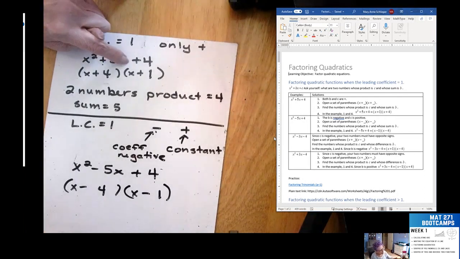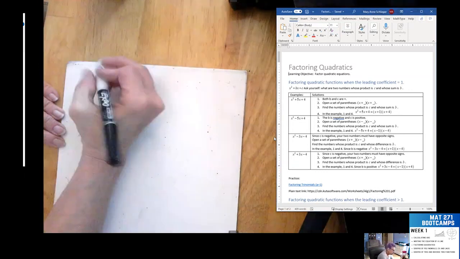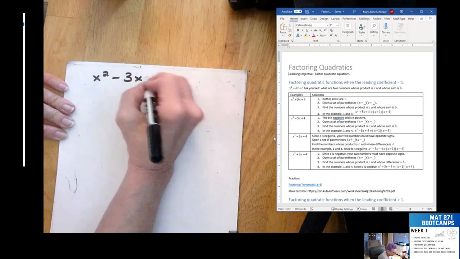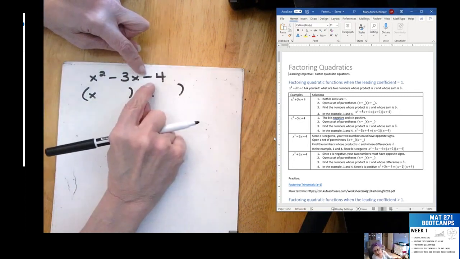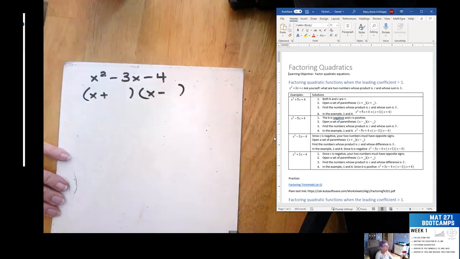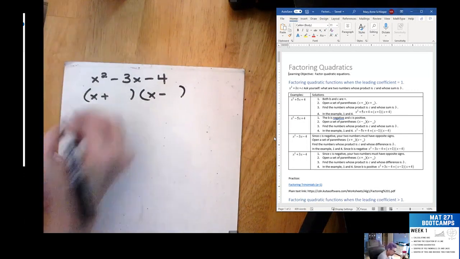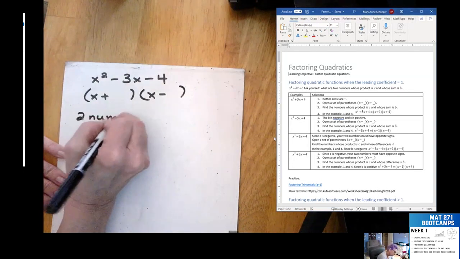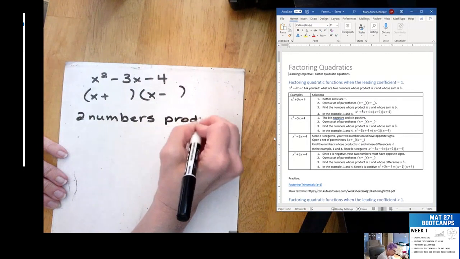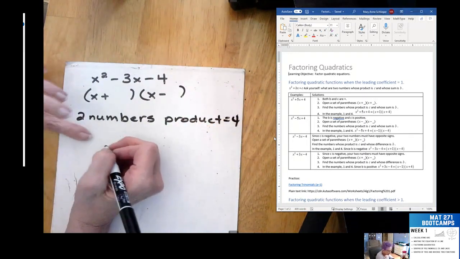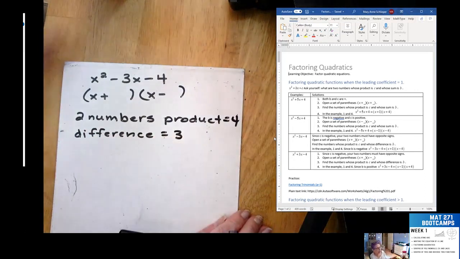So easy stuff. If your constant is positive, then each of your factors has the same sign as the middle term. If your constant term is negative, in order to have a negative number here, you have to multiply something positive by something negative. So instead of asking for two numbers whose sum is the middle term, you ask for two numbers whose product is 4, whose difference is 3. And again, the winner is 4 and 1.